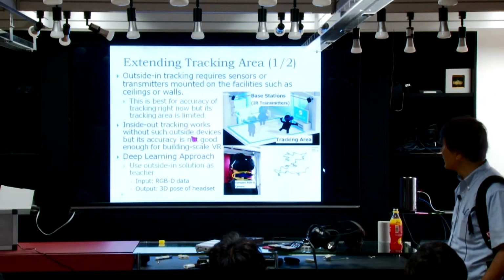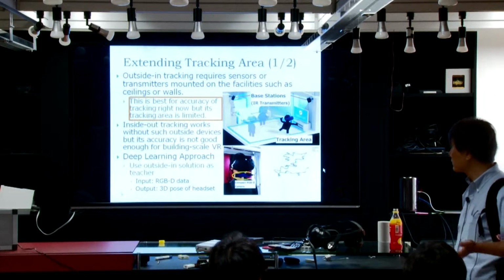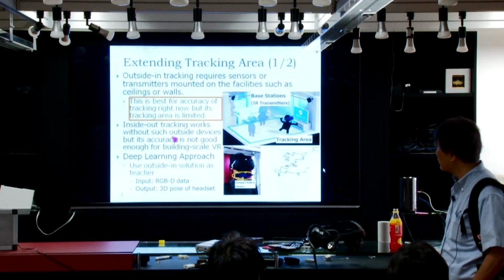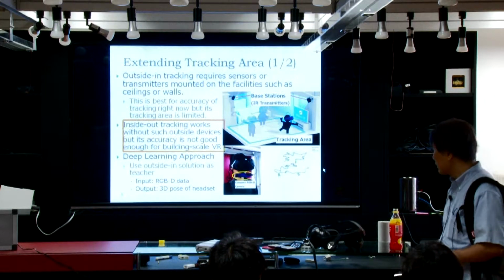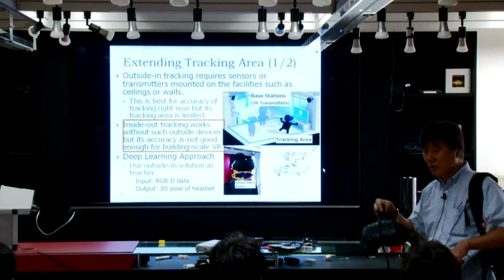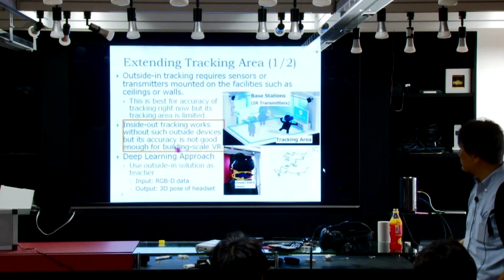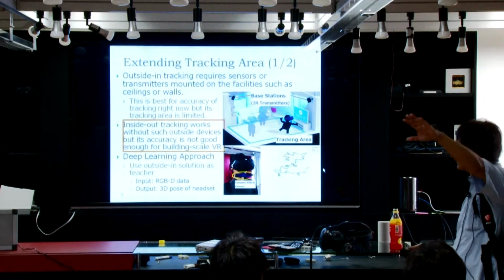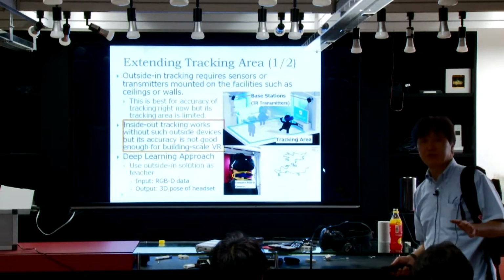But this technology is very good because the tracking accuracy, position accuracy, is very good. But the tracking area is limited. So another technology is called inside out. The headset has a sensor and no outside sensor, and tracks itself. That is called inside-out tracking. It works outside without that kind of outside sensor. But accuracy is not good.